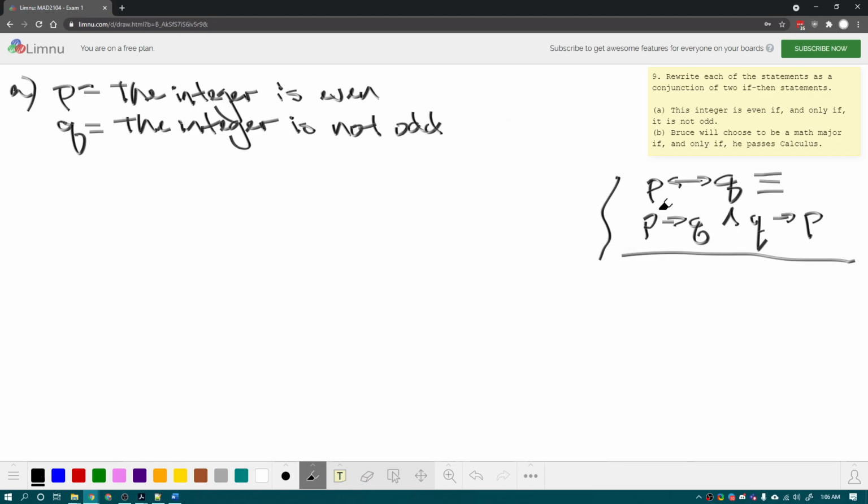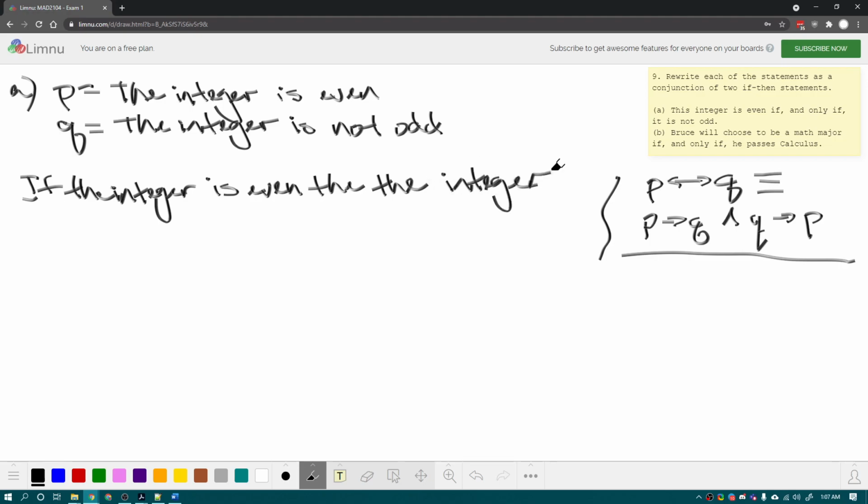Right? So again, it would make sense I can now plug this in. The integer is even, that's P. If and only if is that symbol. The integer is not odd. So that's what the statement is. Now I'm going to write my conjunction. So it's if P then Q, so I'll just write that. If the integer is even, then the integer is not odd. That's our first one, right?